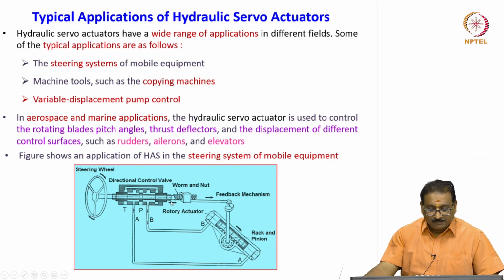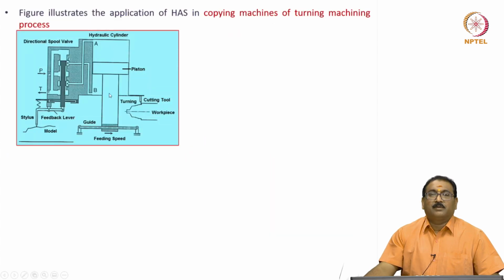Okay, very simple it is, friends. When the steering wheel will move, assume it will move like this, then what happens? Pump flow will come here and go to the B side. Then this will move, and whatever the fluid is there, it comes here and goes to the tank.